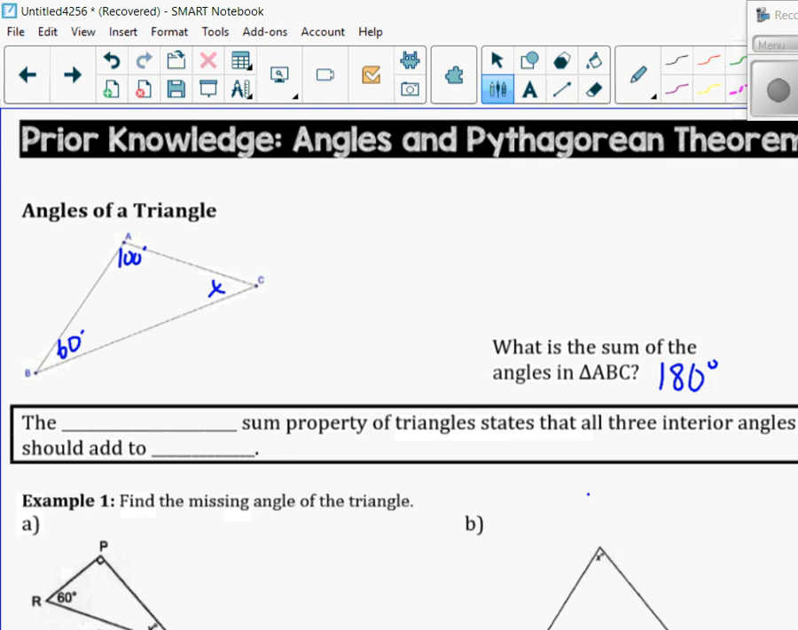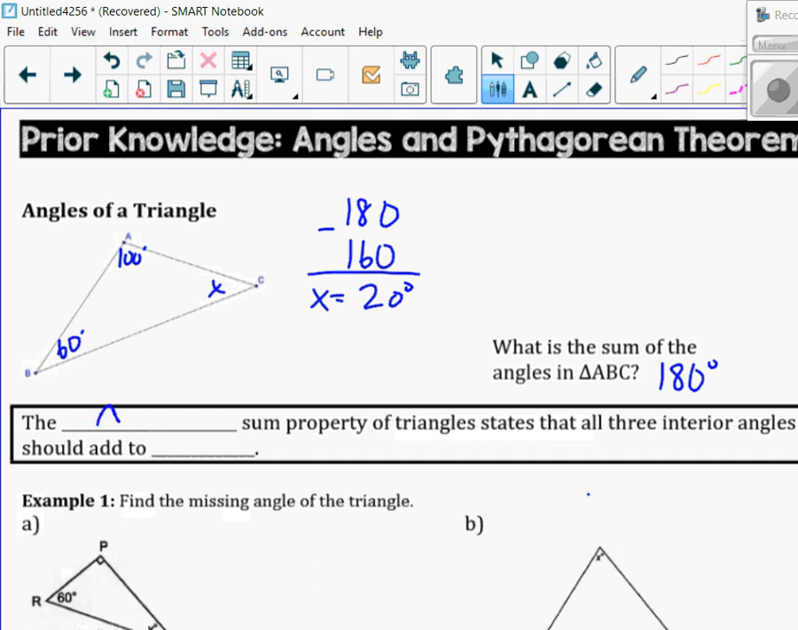Add them up. So 160, and then do what? Yeah, then subtract it from 180. I get that x is 20. Does everybody see that? Make sure you put your symbol for degrees, otherwise you're going to lose units points. Okay.